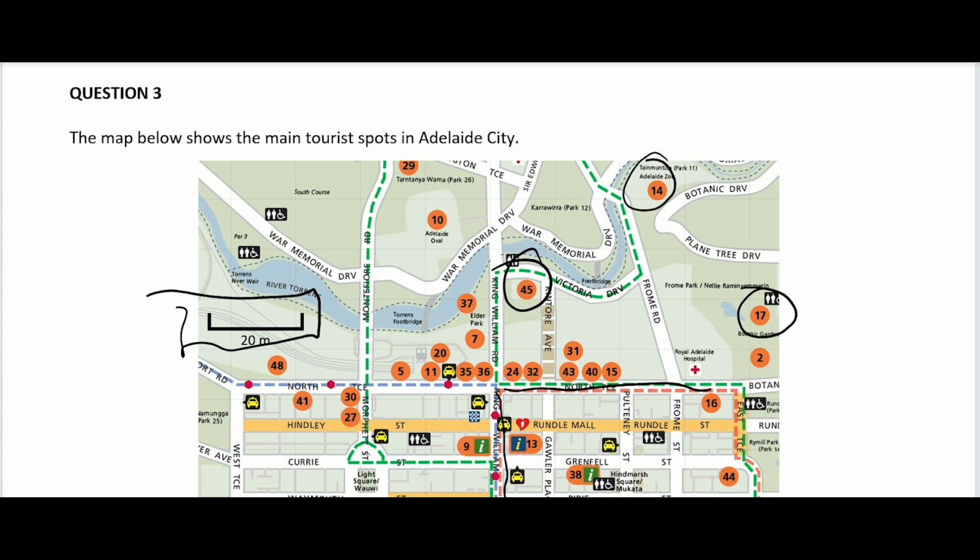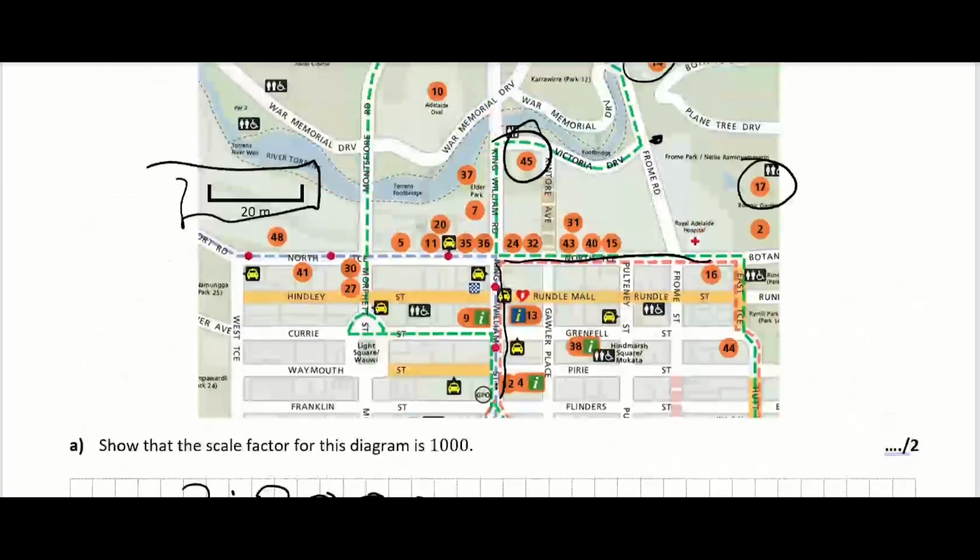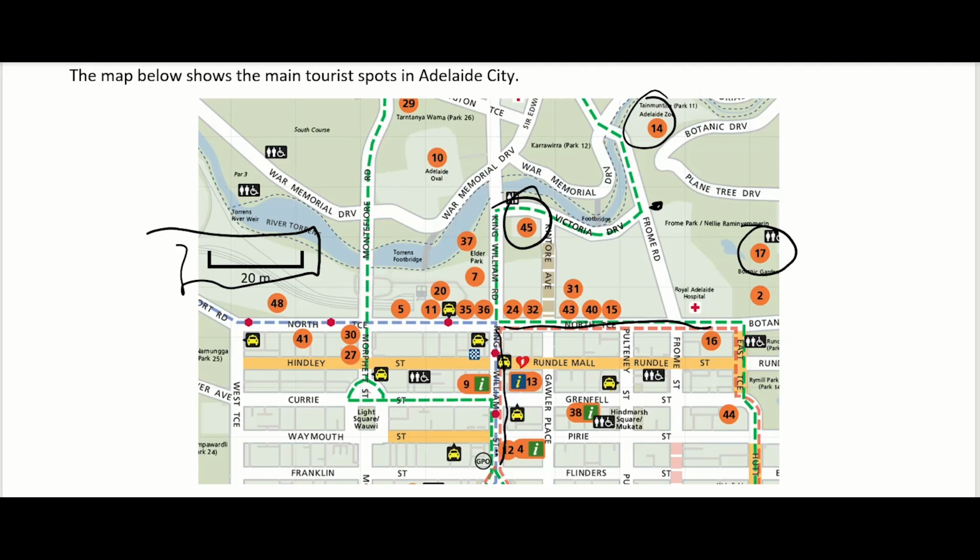And that's how far it is. Indicate on the map, so that's what I've done. Where is the best place to build this, and explain your reason below. For this one, guys, you just need to say that if you measure this out, it is within 40 meters of the parade grounds, within 30 meters of the Adelaide Zoo, and within 30 meters of the Adelaide Botanic Gardens. Therefore, it is the best place to situate it.